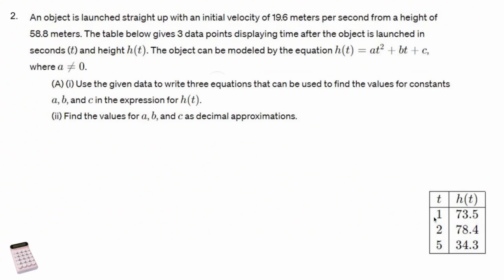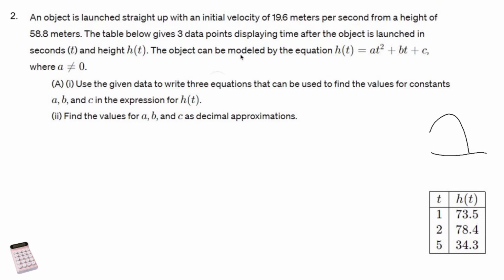So after 1 second, the object is that high in the air. After 2 seconds, it's that high in the air. After 5 seconds, it's that high in the air. So you can see that this guy is shot up at 58 and then comes down, hits the ground at some point. Okay? Looks like I'm trying to draw a hangman, and that's not what I'm doing.